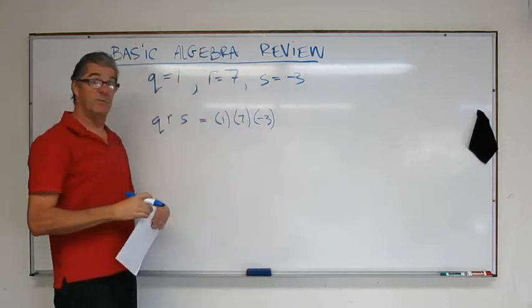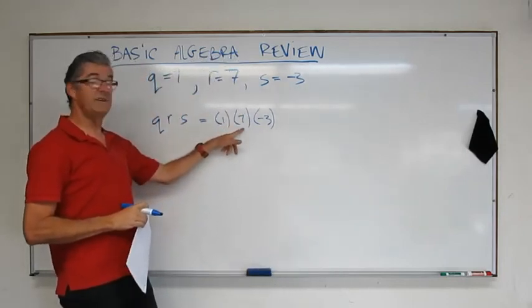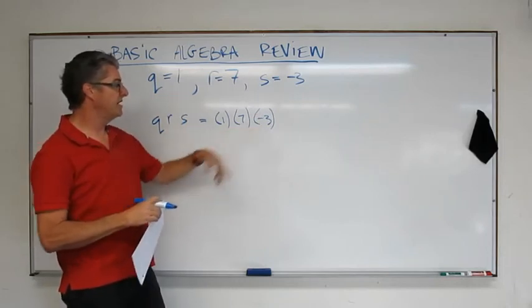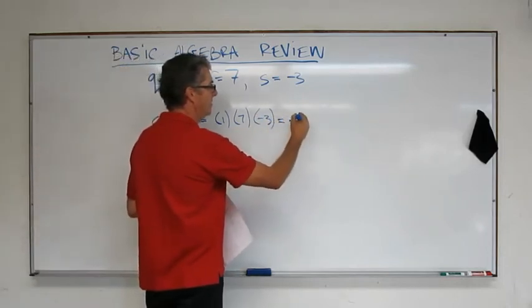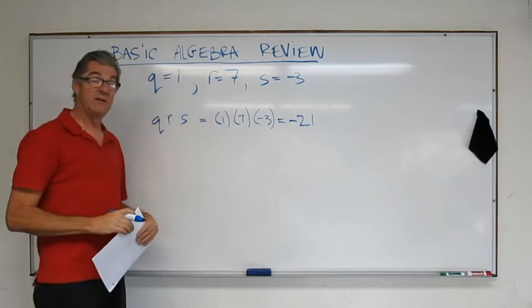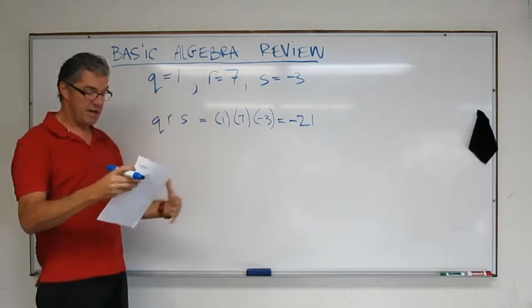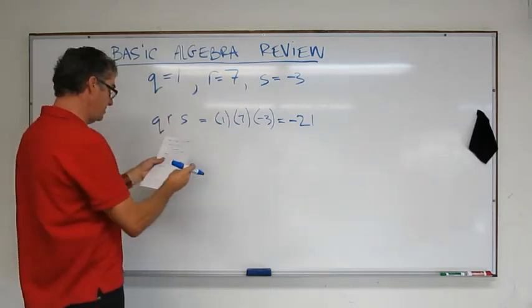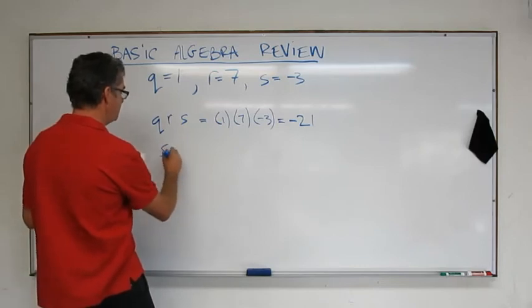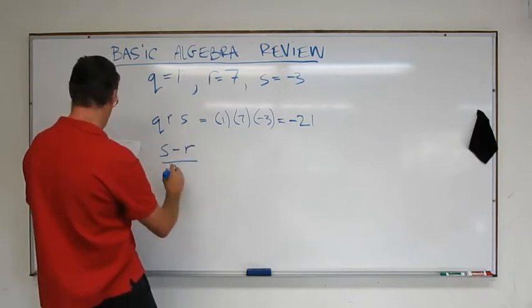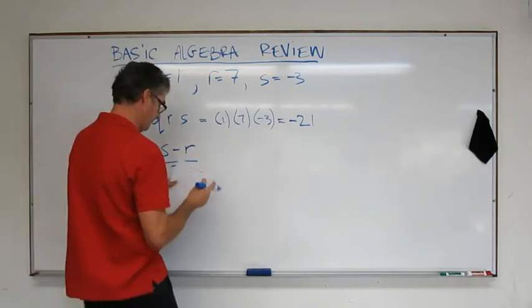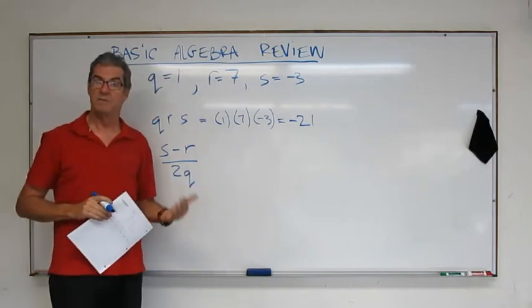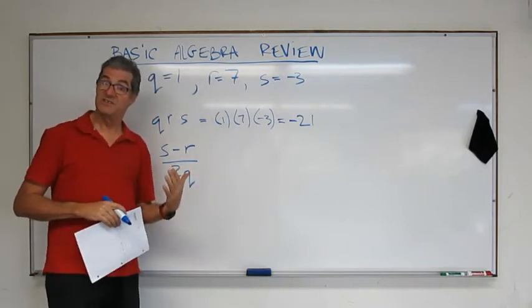Okay, so pretty straightforward here. 1 times 7 is 7. 7 times negative 3 is negative 21. Let's do another one. We're going to use these same values of Q, R, and S, but this time your expression is S minus R over 2Q. Okay, so pause the video. Okay, let's see how you did.